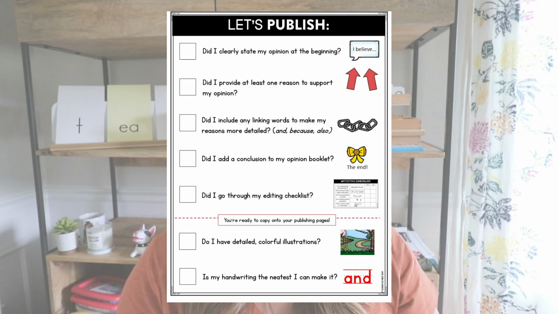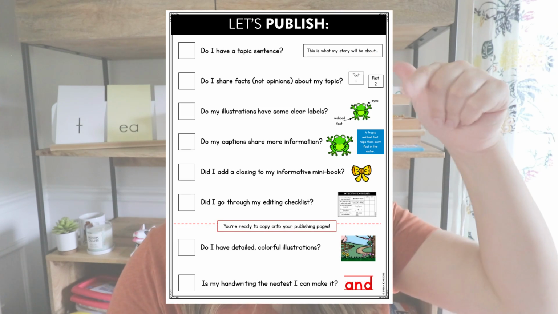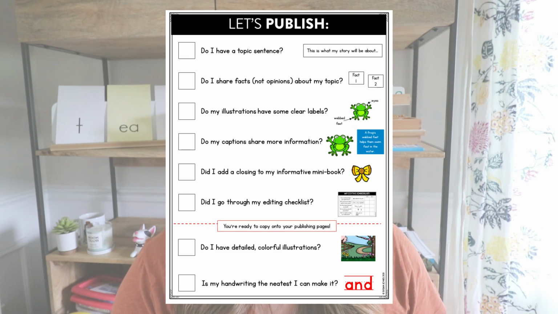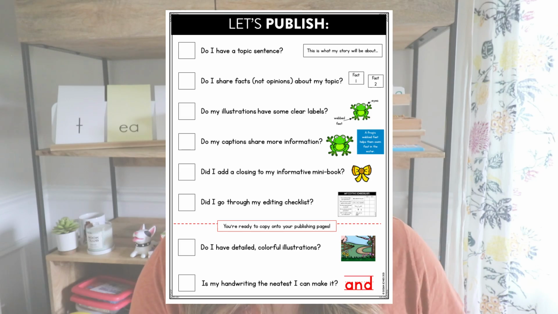So here's another example for opinion writing based on the lessons that I taught in that unit. Did I clearly state my opinion at the beginning? Did I provide at least one reason to support my opinion? Did I include any linking words, like "because," to make my reasons more detailed? And also, did I add a conclusion to my opinion booklet? And then here is one for informative writing. Do I have a topic sentence? Do I share facts, I put in parentheses, not opinions, about my topic? Do my illustrations have some clear labels? Do my captions share more information? And did I add a closing to my informative mini book?